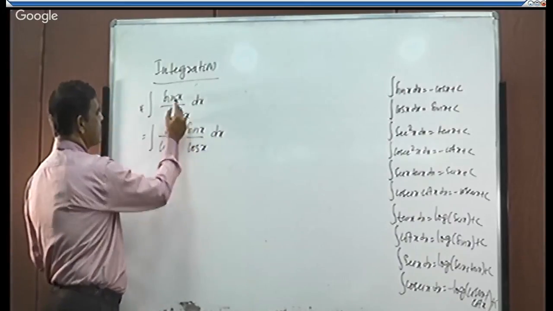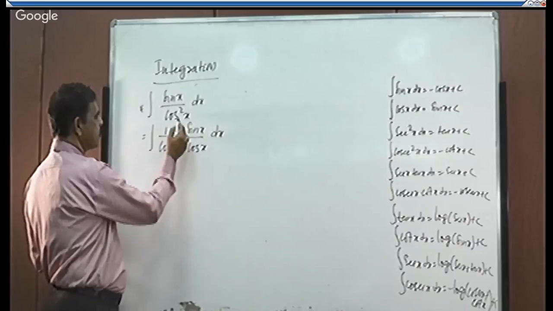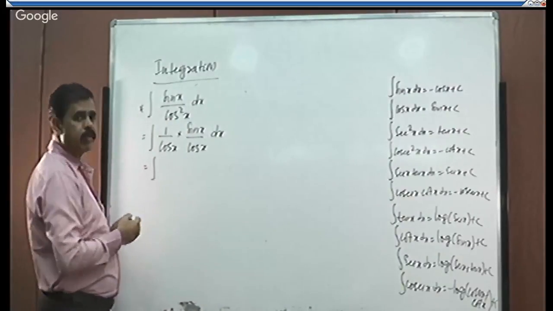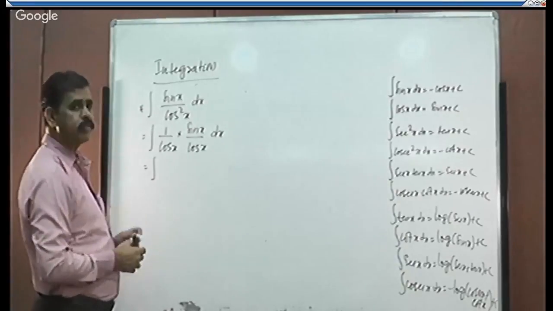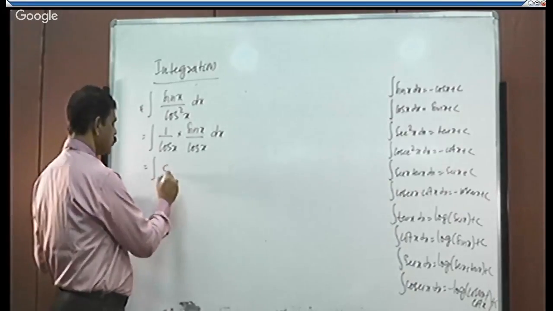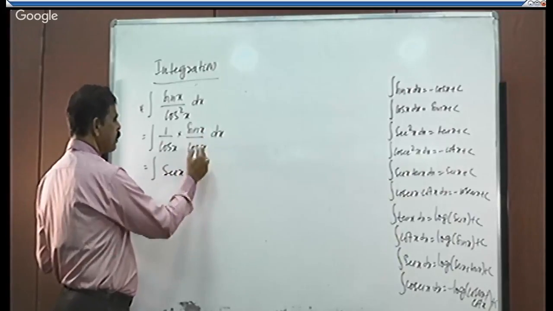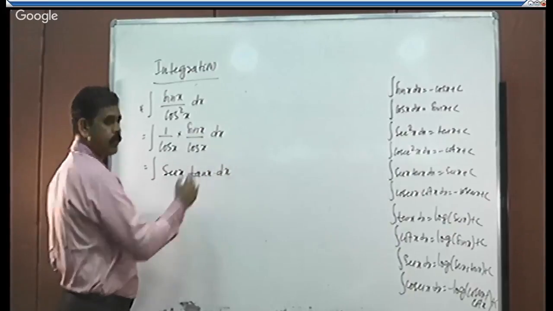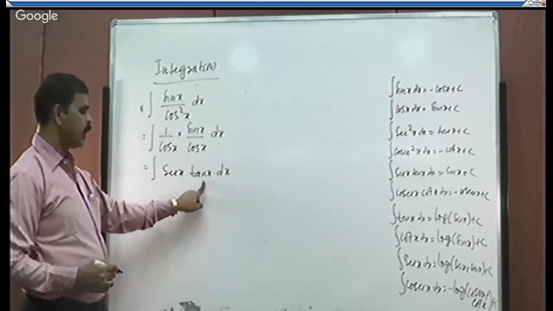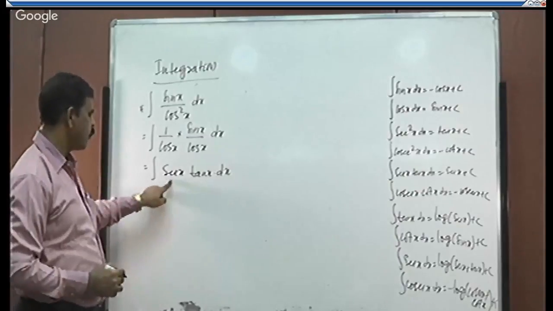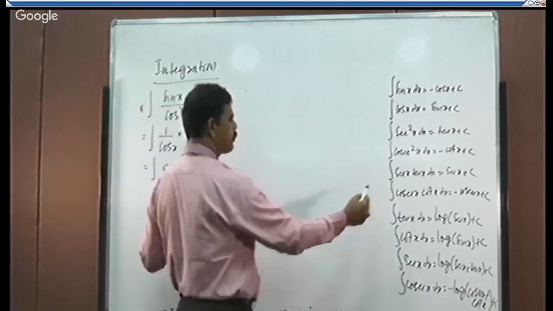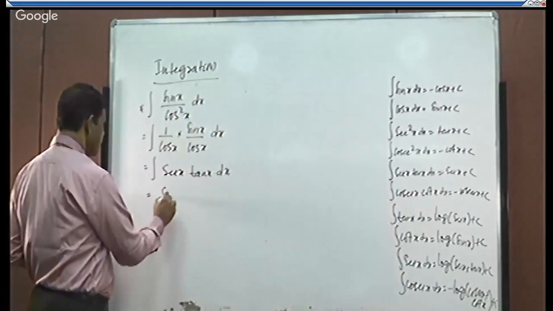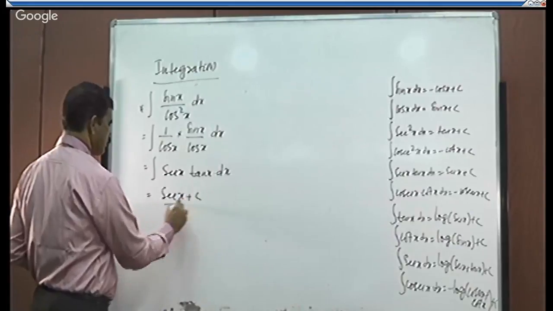So 1 into sin is what? Sin only. Cos x into cos x is what? Cos square x. Then the trigonometric formula: 1 by cos x is secant x, into sin x by cos x, which is tan x. It is an integral, right? We have a formula for this. See, integration of secant x into tan x is what? The answer is secant x plus c.